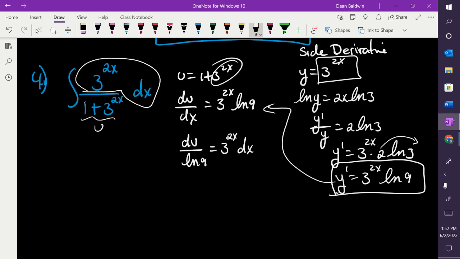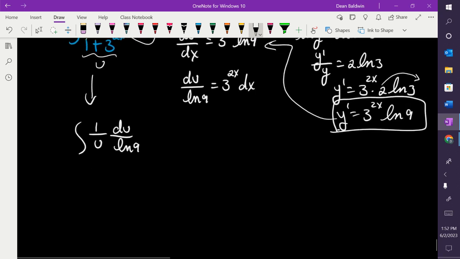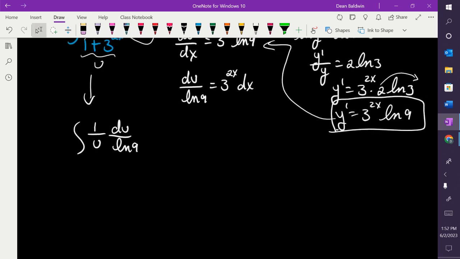So this integral becomes the integral of 1 over u du over the natural log of 9. Which you can pull out the 1 over natural log of 9. Do the integral of 1 over u du. What's the integral of 1 over u du? What's the integral of 1 over u?